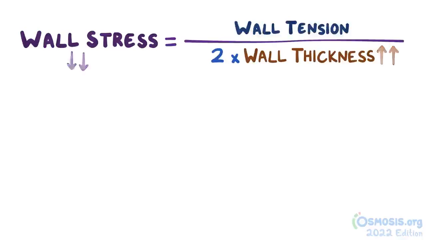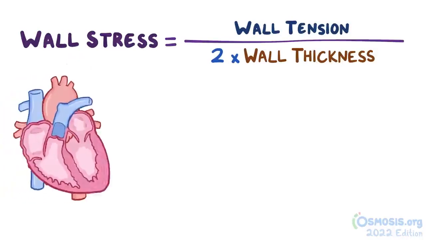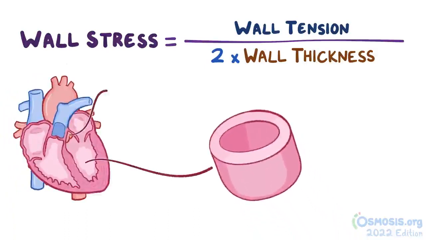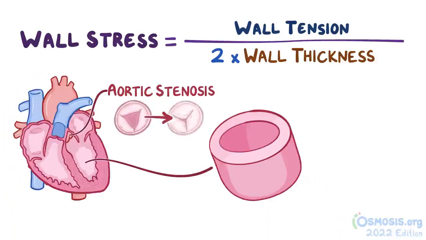To see a real-life example, let's look at the heart, more specifically the chamber of the left ventricle, which resembles a sturdy, round cup. Let's say we have a person with aortic stenosis, which means the aortic valve is narrowed and it makes it harder for blood to flow through. In order to overcome this, the heart will pump harder, causing an increase in the pressure inside the heart. And as a result, we increase the wall tension.